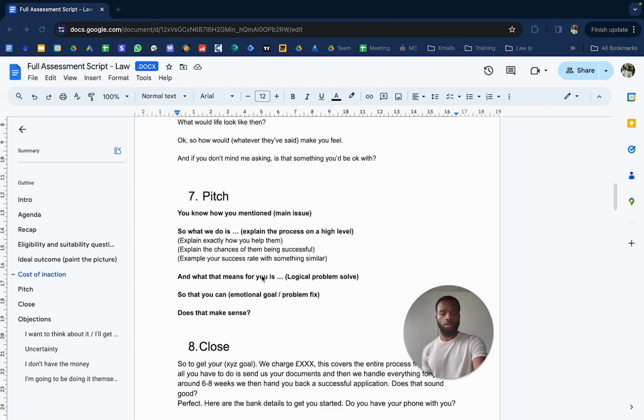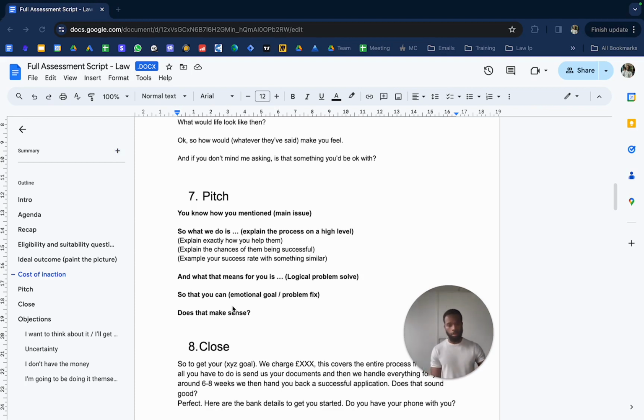So what that means for you is the logical problem solve. So what that means for you is that you're able to do ABC and have a successful appeal. That is the logical problem solve. Then we want to get the emotional part. The questions you asked in the future pace, or rather the answers you got there, you want to then use in that emotional goal. So you and your family can feel more secure. So you can feel free without having to worry about what might happen next. Whatever that emotional feeling was that they mentioned to you, you want to use it here. And that's the pitch.